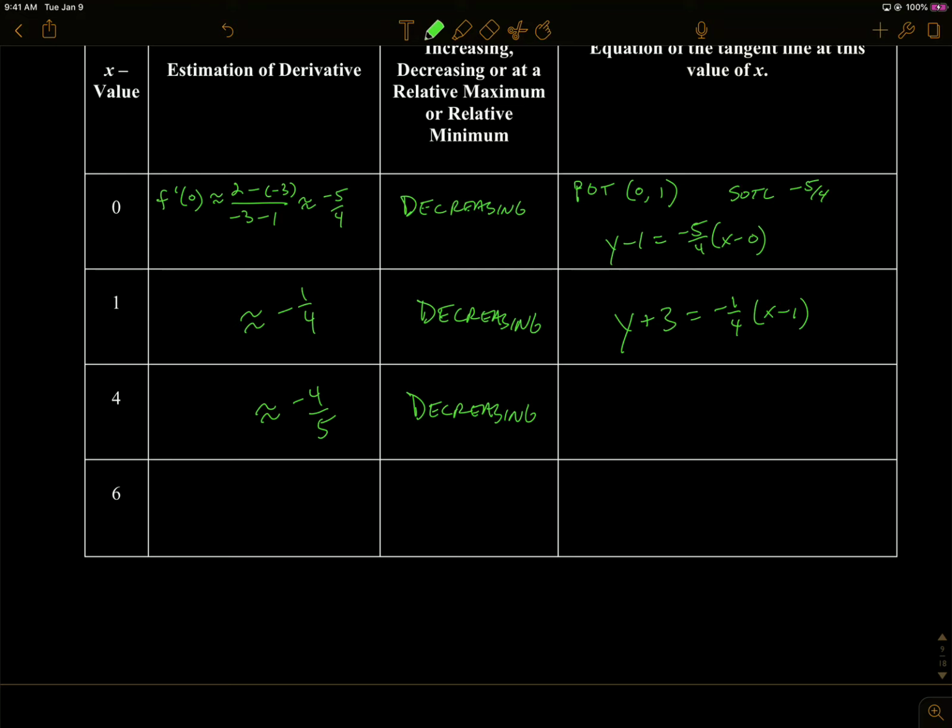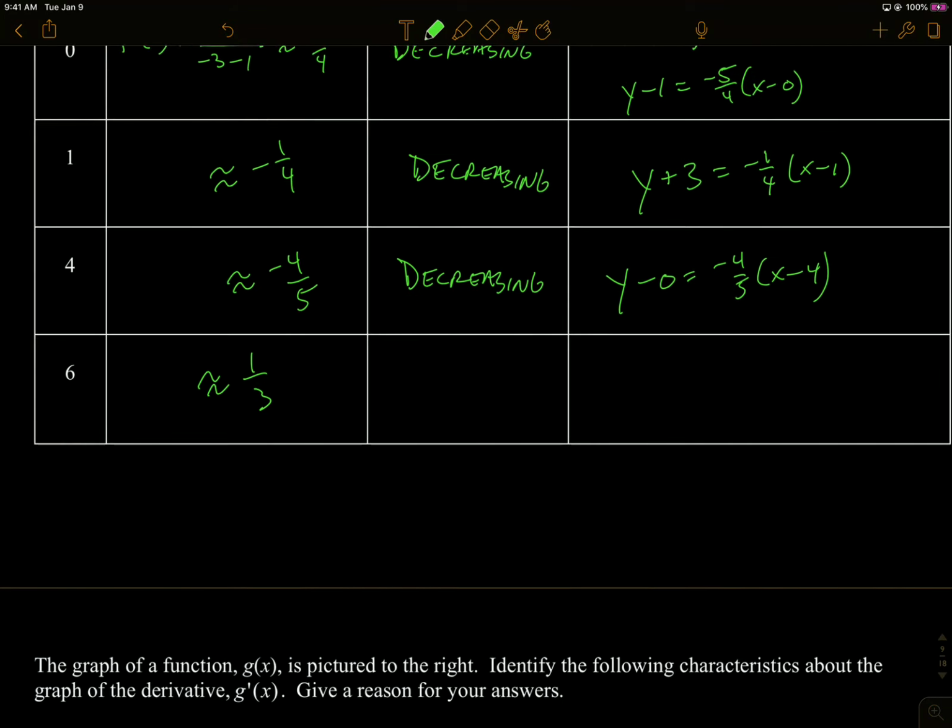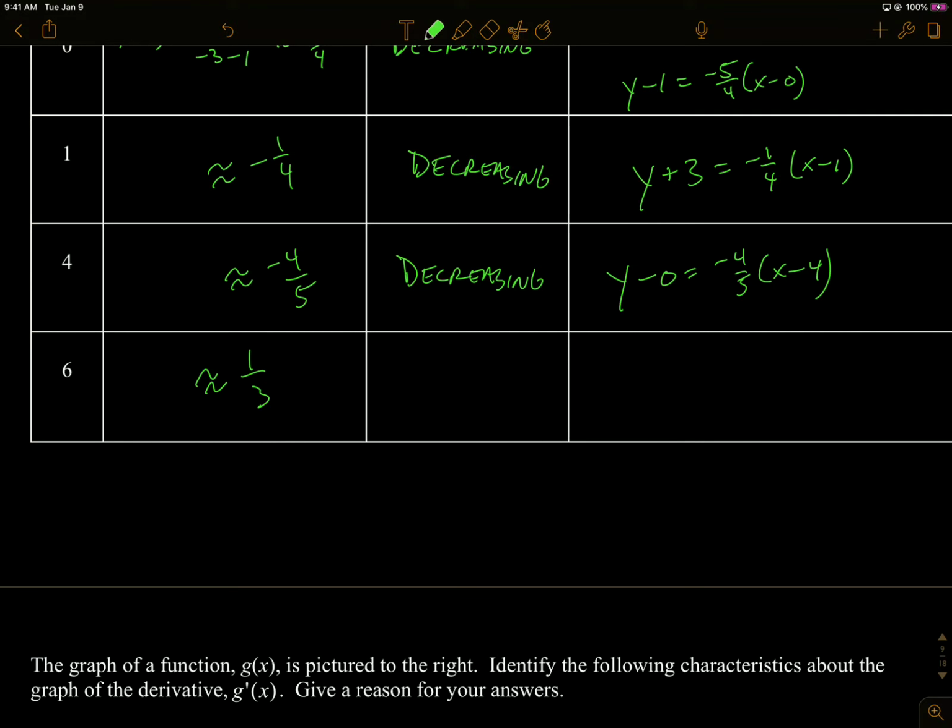And our tangent line would be y minus 0 equals negative 4/5 times x minus 4. At 6, our estimated derivative would be 1/3 by finding the slope of the secant line using the points on either side. Since that's a positive slope, that means the function at 6 would be increasing.